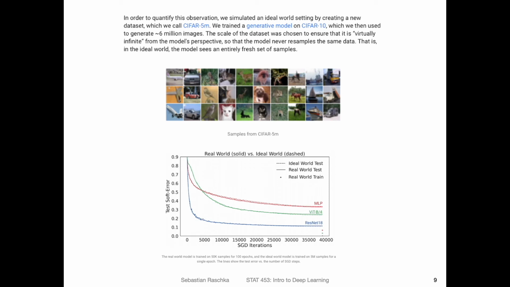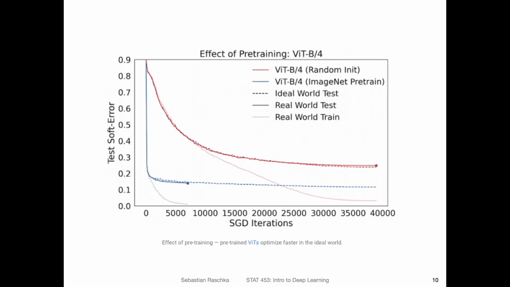And to ensure that this observation was not just an artifact particular to this ResNet model that they used, they also tried it with different models and saw the same effect. One more visualization from that paper. So here they also looked at pre-training.